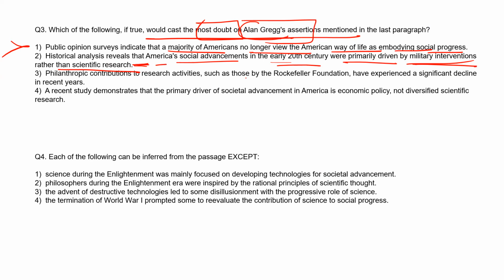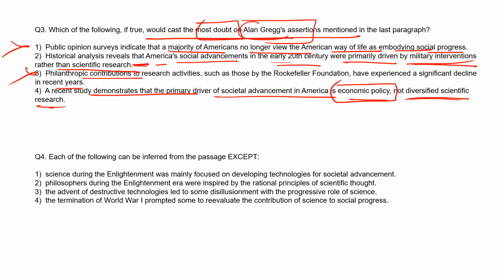Philanthropic contributions to research activities such as those by Rockefeller Foundation have experienced a significant decline. That's okay, it is immaterial. Even if philanthropic contributions have decreased, there is no link to this. A recent study demonstrated that the primary driver of societal advancement in America is economic policy, not diversified scientific research. Now, this also gives you another alternative, isn't it? A study has said that the primary driver of societal advancement is economic policy and not diversified scientific research. Now we have got two options.